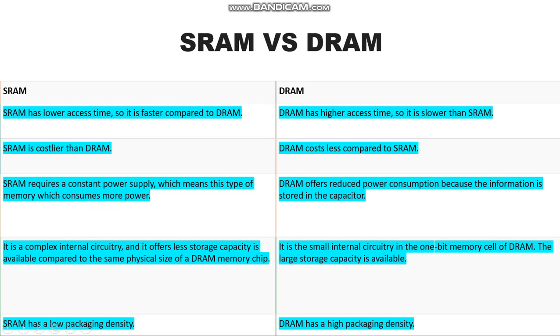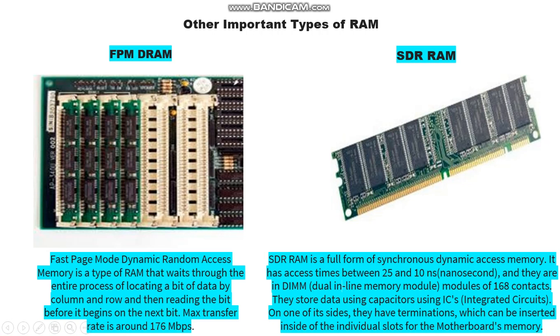SRAM has complex internal circuitry and offers less storage capacity compared to DRAM of the same physical size. In DRAM, the internal circuitry in the one-bit memory cell is small, so a large storage capacity is available. SRAM has a low packaging density. DRAM has a high packaging density.